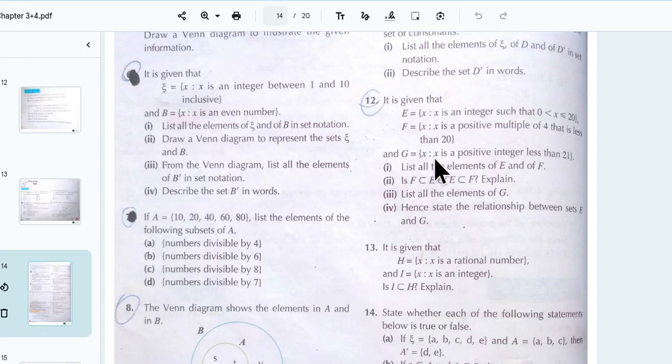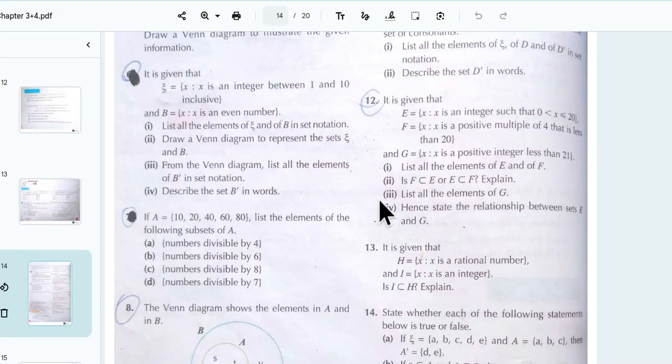Now what is the third part? G is the third set. G is a set of x such that x is a positive integer less than 21. Positive integer and less than 21. Negative integers always start from -1, -2, -3, but other than these, the non-negative positive integers always start from 1. So that means here it is only up to 20, less than 21.